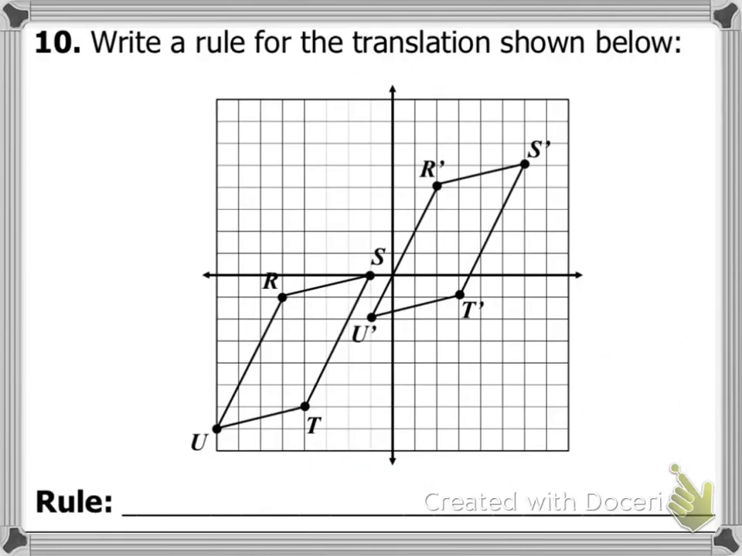Write a rule for the translation shown below. So here's my R, so here's my starting point, okay? And I want to get up here to that R prime. So what's happening? I'm going to be moving to the right 1, 2, 3, 4, 5, 6, 7. So I'm going to be adding 7 to my X, okay? And then what would be happening to your Y here? Your Y would be going up 1, 2, 3, 4, 5, adding 5 to your Y.